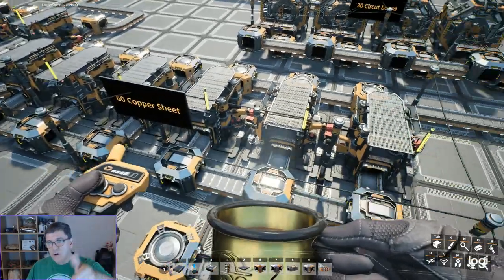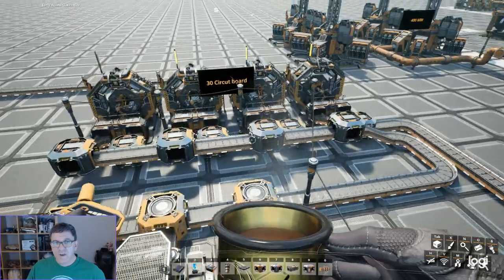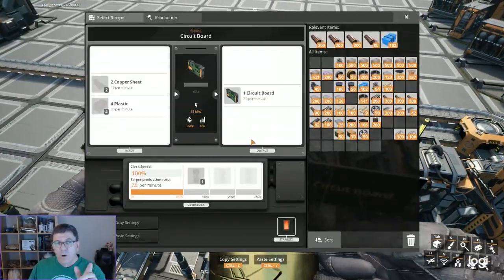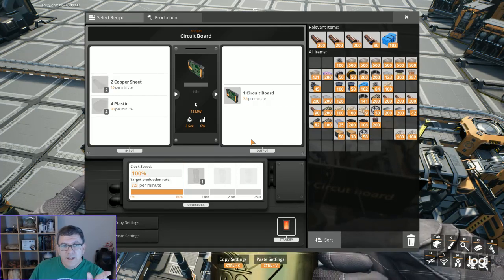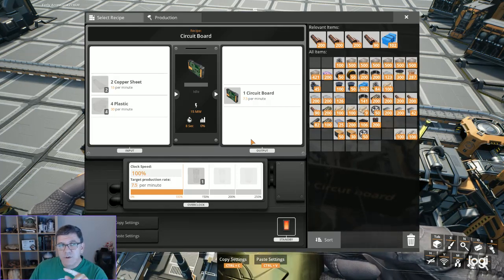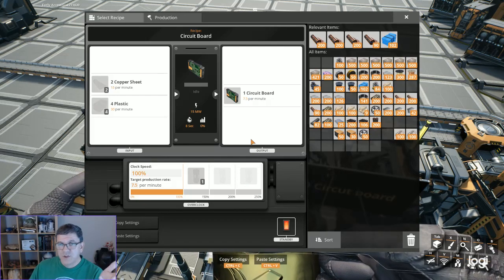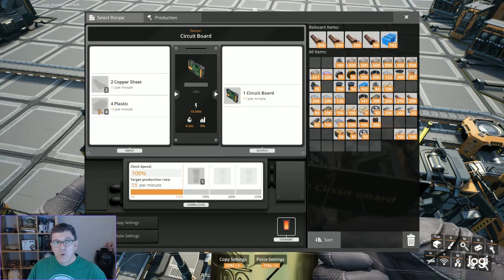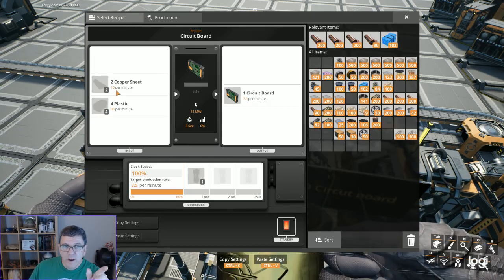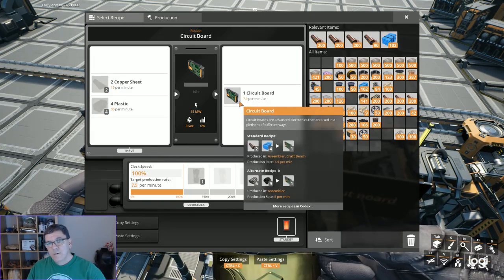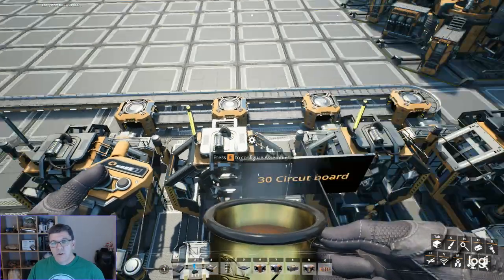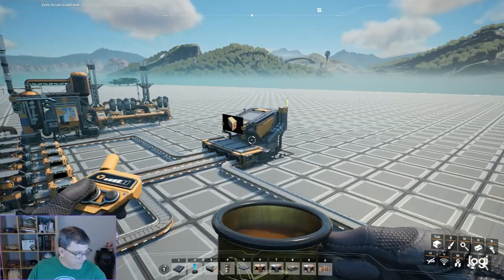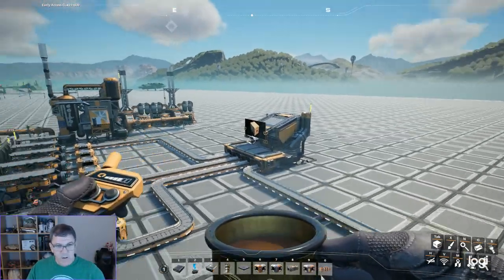So we're at 100%, and now we're making 60 copper sheets. We're feeding that back into our circuit boards. We only need 15 times 3, which is 60. So we're overproducing plastic just slightly, but we've got enough copper sheets, and that gives us our 30 circuit boards per minute, which gives us the 25 circuit boards per minute that we need back here.